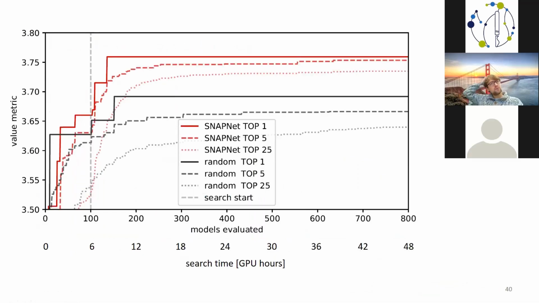So now I want to look at the search results once more and just get the search history in here as well. This value metric is just the log of the mean squared reconstruction error. And it gives us a bit of a resolution of how good we are.